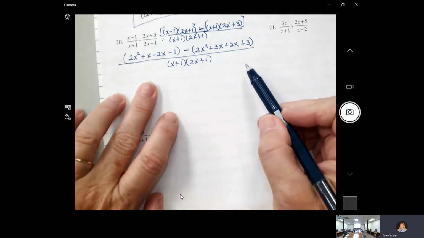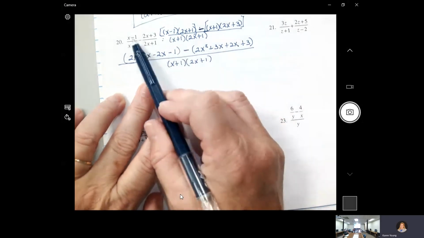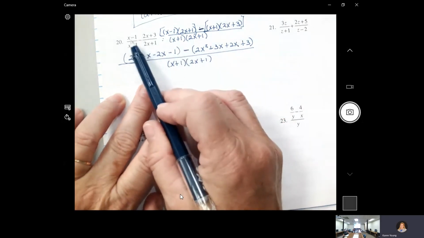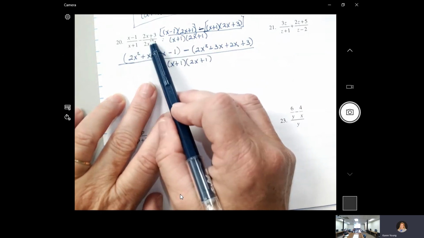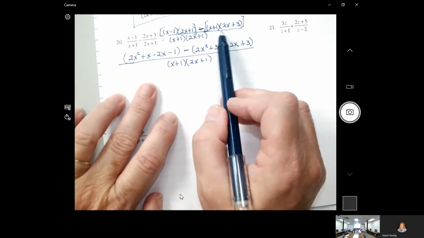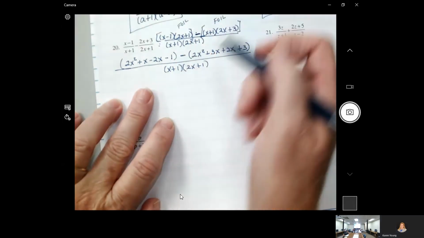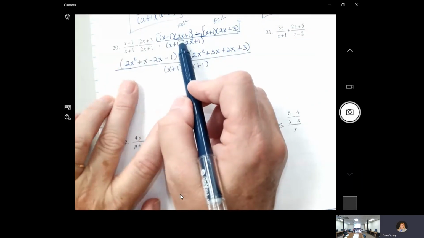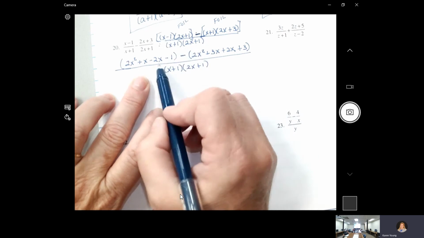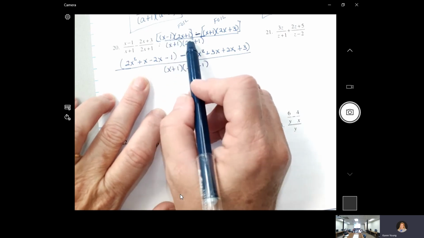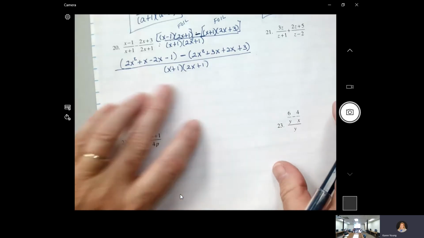Okay, so is everybody with me so far? You're doing your cross, kind of doing the butterfly, the x minus 1 times the 2x plus 1, then the x plus 1 times the 2x plus 3. Then we FOIL them out. So I get x times 2x, and I get 2x squared. X times 1, I get 1x. Negative 1 times 2, I get negative 2x. Negative 1 times negative 1, I get the negative 1. Same thing over on the other side.